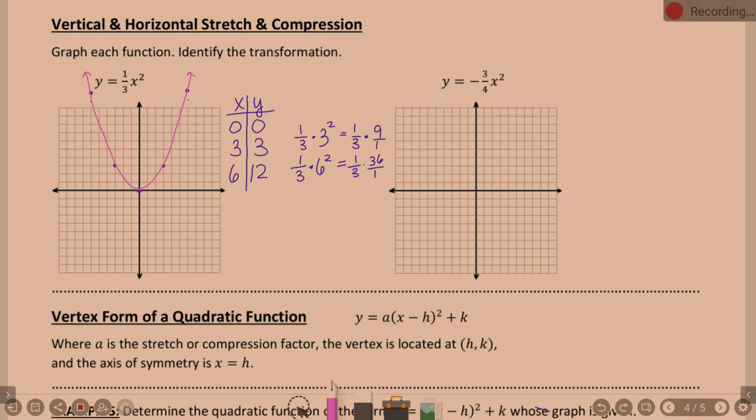Okay? If you didn't already write it down, I probably should have done this earlier when we talked about it, but write down your transformation, which in this case was a vertical compression by a factor of 1/3.